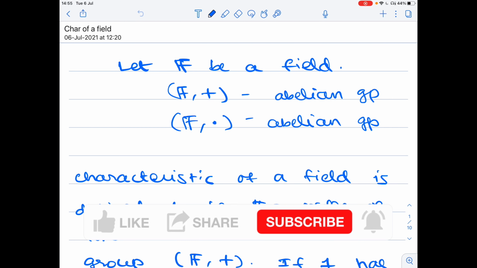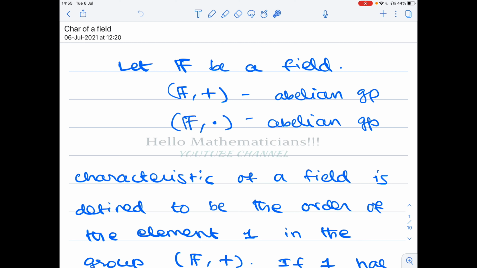Hello, mathematicians. Today we see one more very interesting concept related to CSIR exams: characteristic of a field. You can see many problems asked regarding fields, and they can be answered easily using the concept of characteristic of a field. First I will say what a characteristic of a field is, and then we solve some problems related to finite fields and infinite fields also.